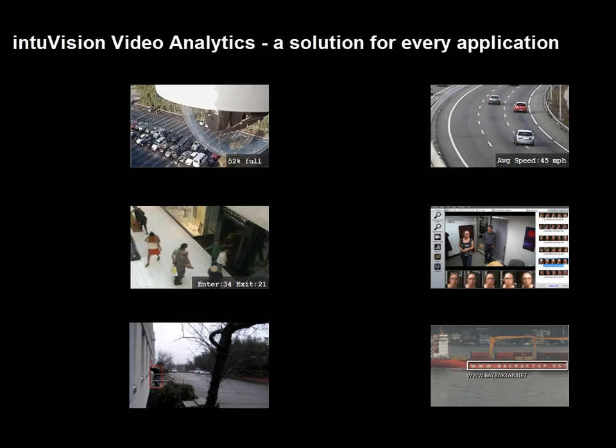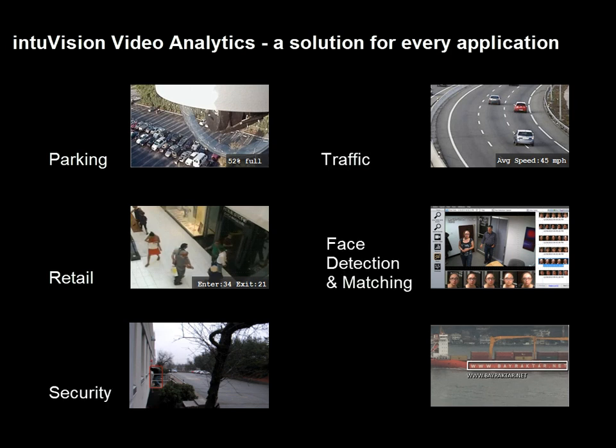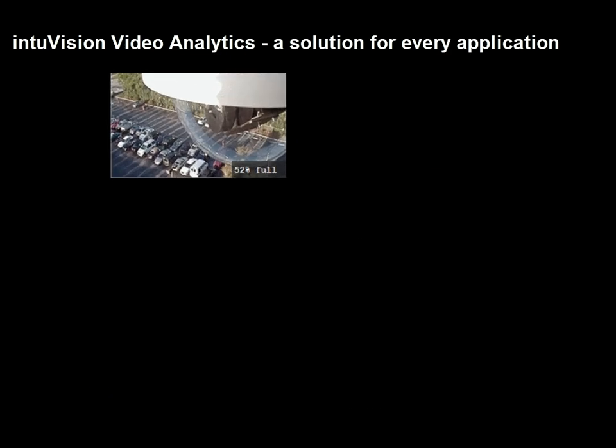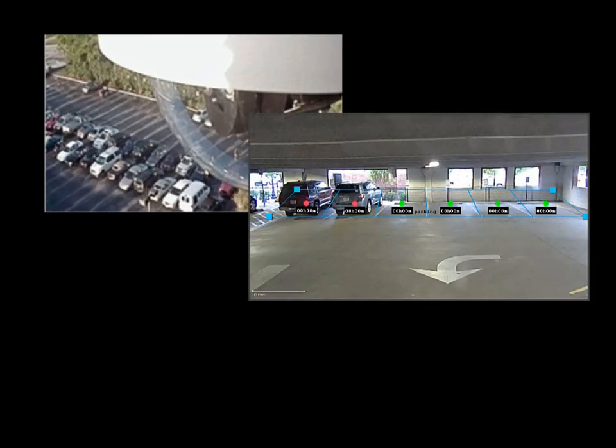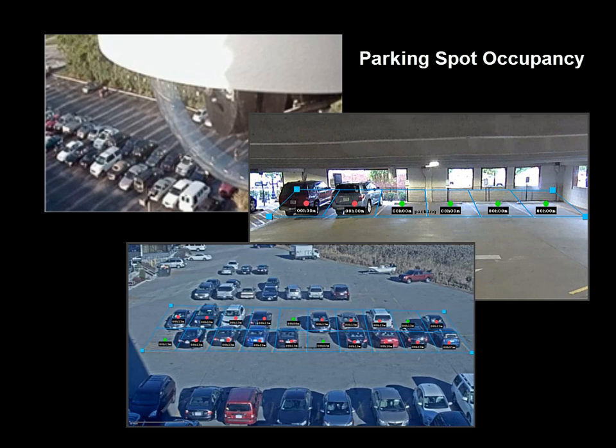intuVision VA has 6 domain-specific modules. These are parking, retail, security, traffic, face detection and matching, and text detection. In this video, we will be focusing on intuVision VA parking for detecting spot-based occupancy to report the number of available spaces in a parking lot.